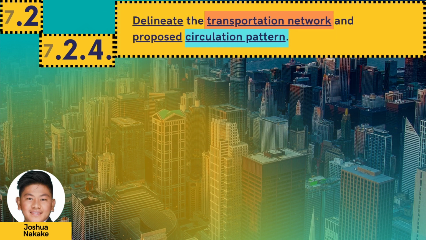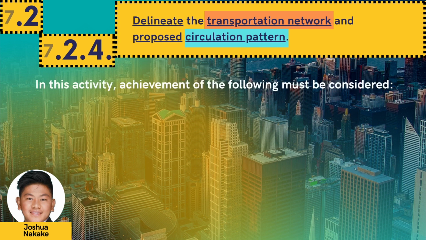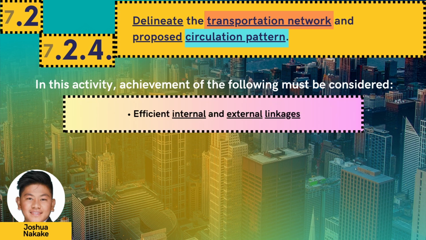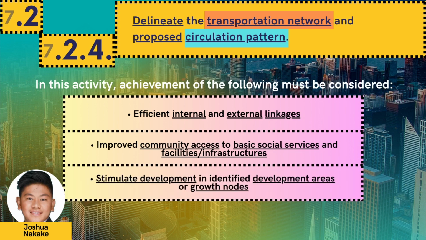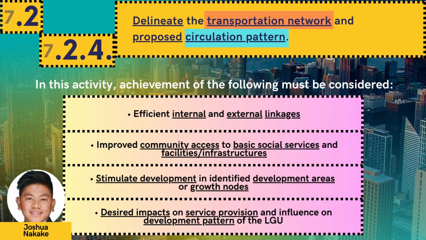7.2.4 Delineate the transportation network and propose circulation pattern. In this activity, achievement of the following must be considered. Number one is efficient internal and external linkage. Number two is to improve community access to basic social services and facilities or infrastructure. Number three is to stimulate development in identified development areas or growth nodes. And lastly, the desired impact of service provision and influence on development patterns of the LGU.